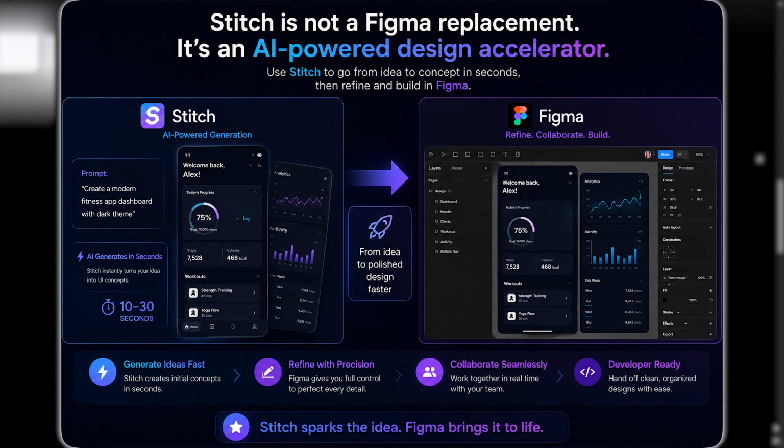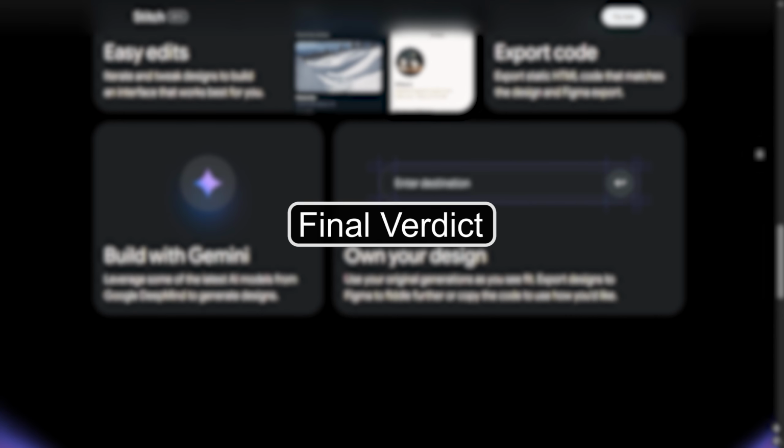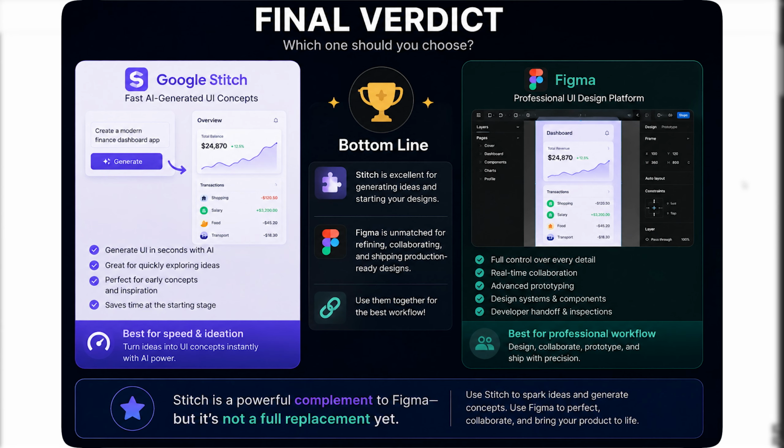So rather than thinking of Stitch as a Figma replacement, think of it as an AI-powered design accelerator. Final verdict. If you want fast AI-generated UI concepts, choose Google Stitch. If you need professional UI design, collaboration, prototyping, and precise control, Figma is still the better choice. Stitch is a powerful complement to Figma, but it is not a full replacement yet.